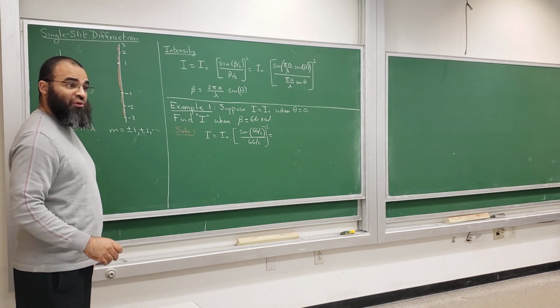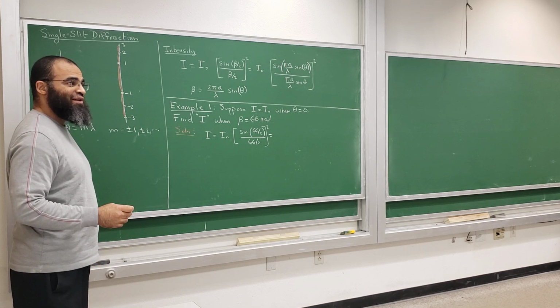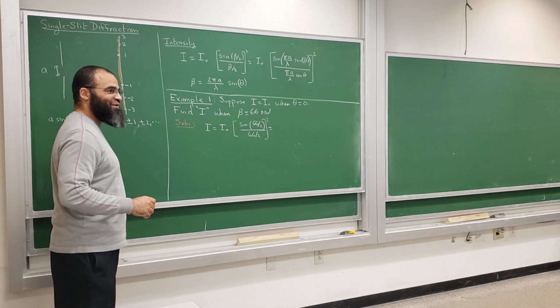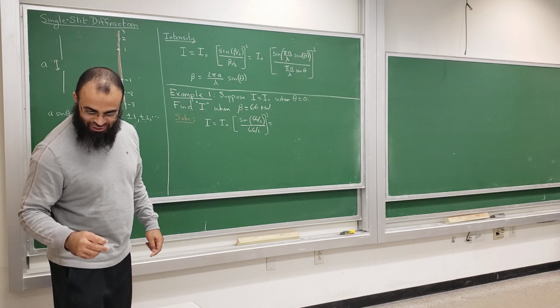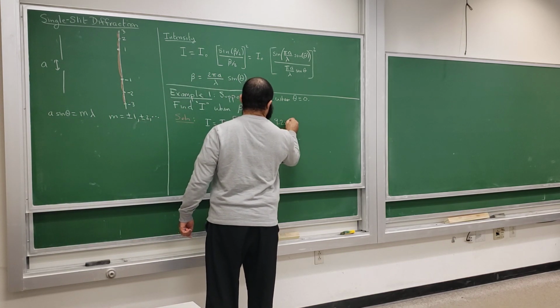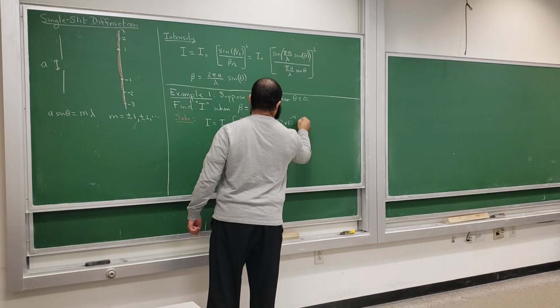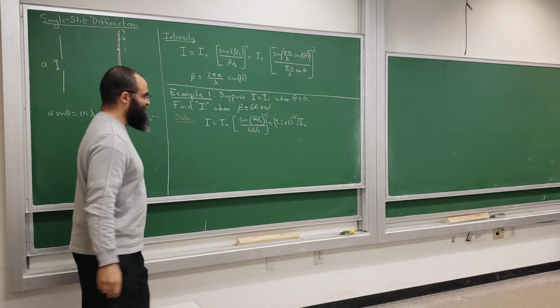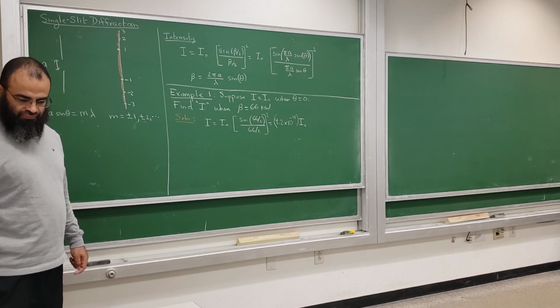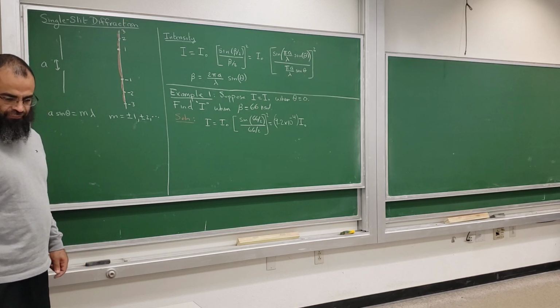If you'd like a moment to plug them in, or you want me to just tell you the answer? Maybe it's not very illuminating to do much with this one. I'll just write it. It's 9.2 times 10 to the minus 4 I naught. Okay? That's it. In terms of I naught.